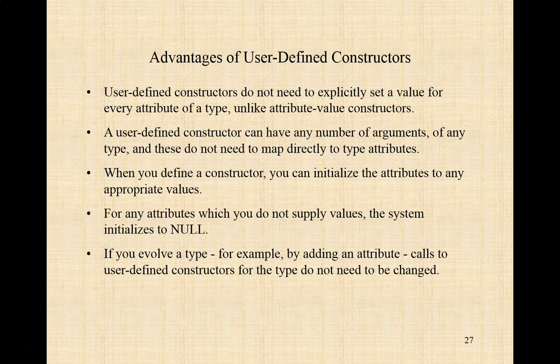Furthermore, if the type is modified in the future, if it undergoes what is called type evolution, such as adding an attribute to the type, calls to user-defined constructors for the type do not need to be changed. Note, however, that user-defined constructors are not automatically modified when the type evolves, so their signatures will remain the same as when they were defined. You may, however, need to change the definition of the constructor if you want the new attribute to be initialized to something other than null.